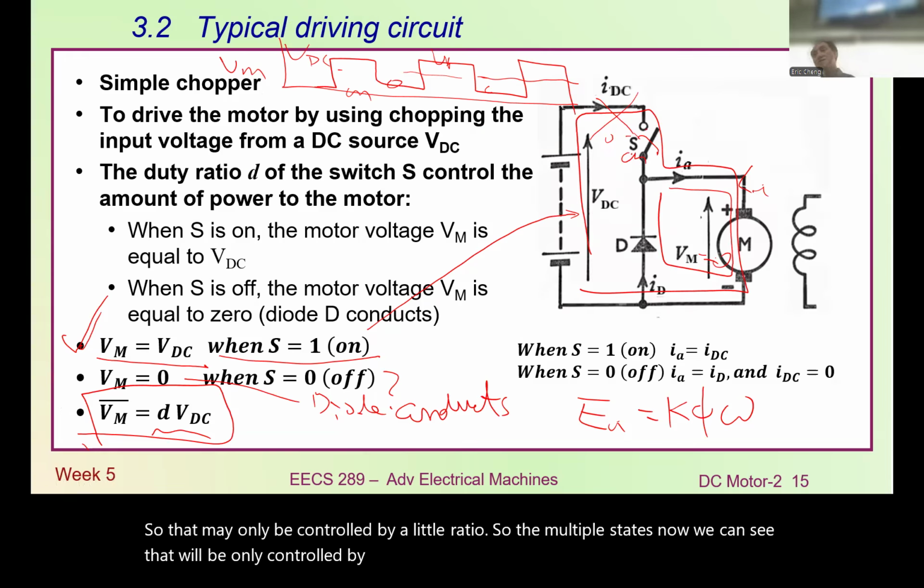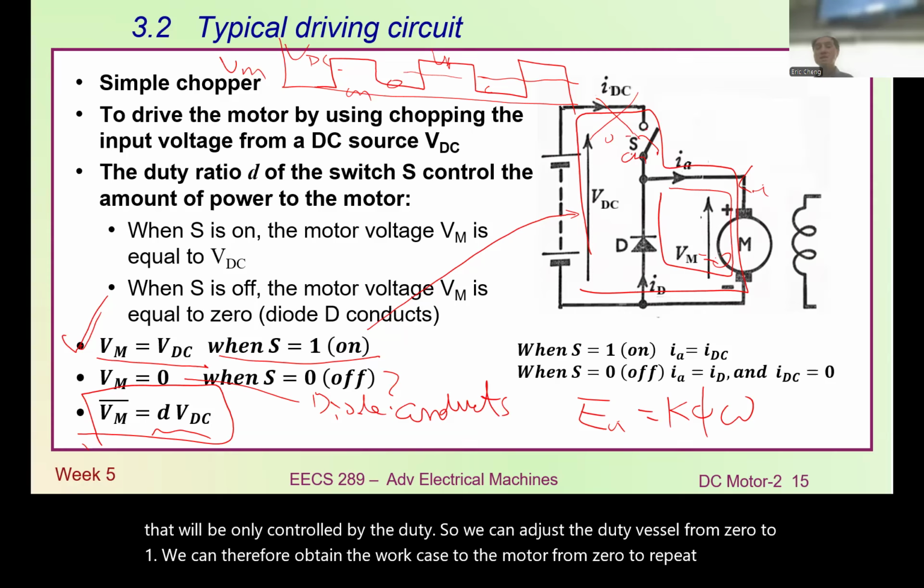We can adjust the duty ratio from 0 to 1. We can therefore obtain a voltage to the motor from 0 to the peak voltage. So that's a nice thing to have.